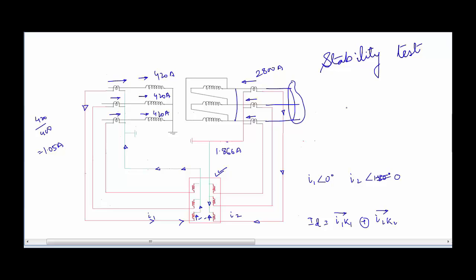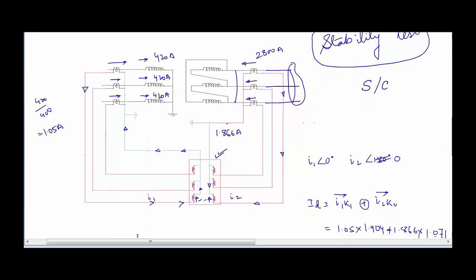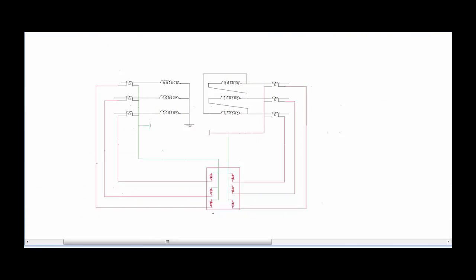So now let us take our discussion to the topic of stability test, or how we are going to perform the stability test on the transformer. So basically stability test is nothing but a short circuit test carried out on the transformer. Now let us see how we are going to perform the stability test on the transformer. In order to perform it, we are going to perform a short circuit test, which we are going to do in this way.